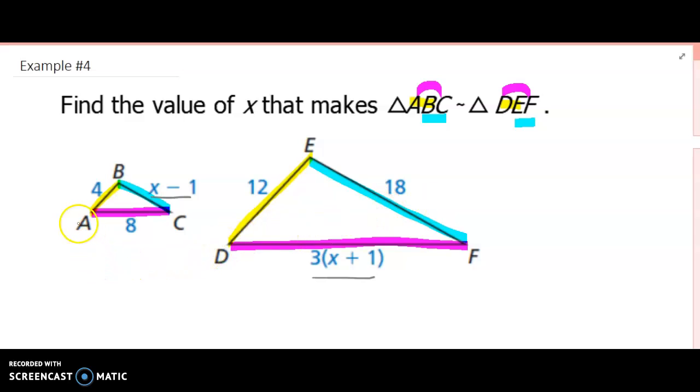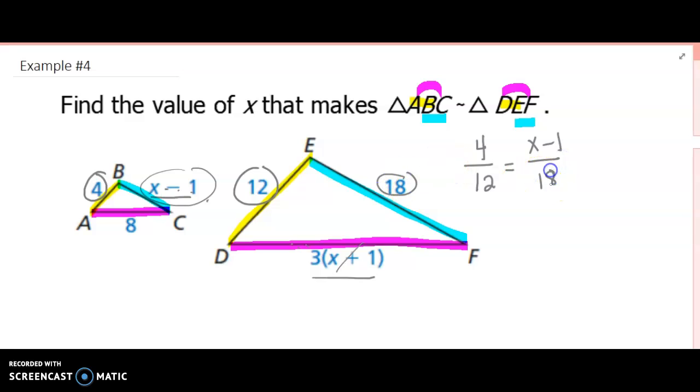Okay, so what I don't want to do is have both of these X's in my equation if I don't have to. But I don't have to. I know this side and this side doesn't have an X. So I can say 4 over 12 is 2. Well, this here looks a lot simpler than this here. So I'm going to say X minus 1 is 2/18.